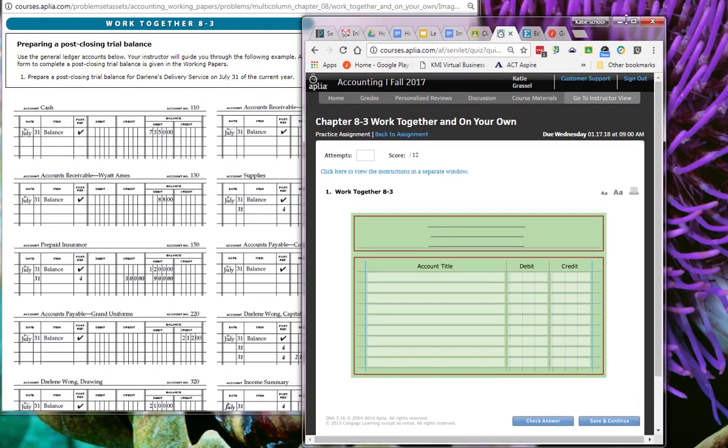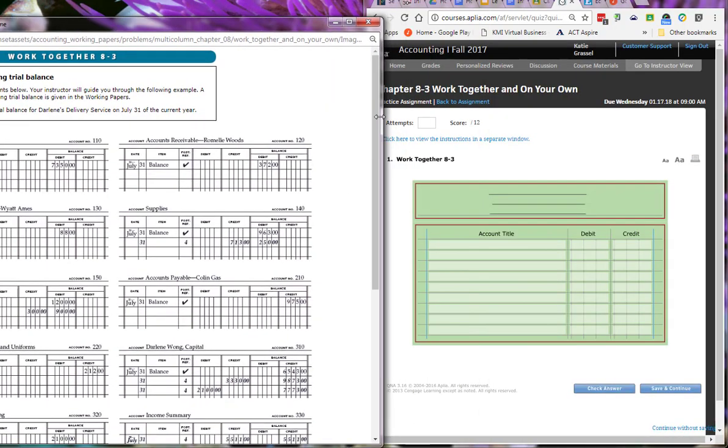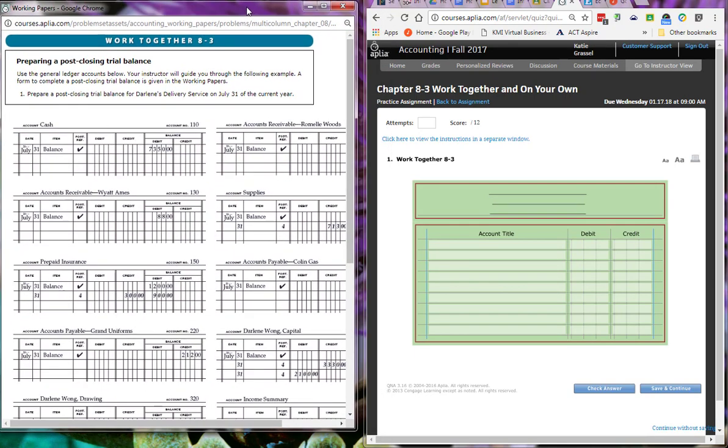Let's see if I can split my screen well enough on this computer to have it up there. My screens did not split as nice as yours.